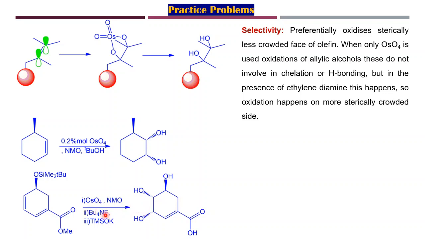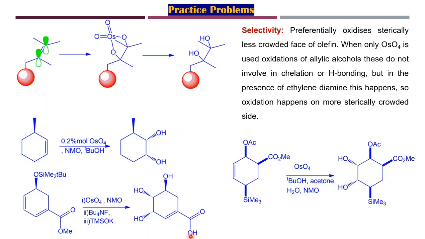Tetrabutyl ammonium fluoride is to remove the silyl protection over here, so OH will be formed subsequently. And the TMSOK is to remove the methyl group over here and convert this into OH. As simple as that.